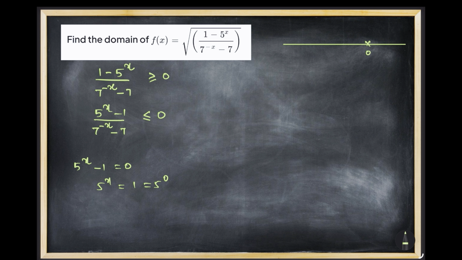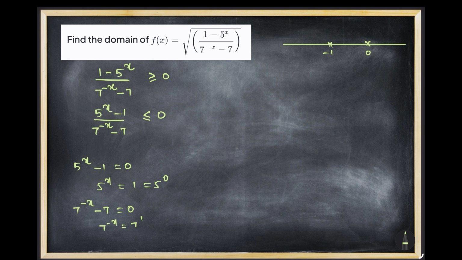0. Now for the second critical point, I want 7^(-x) - 7 equal to 0. So 7^(-x) equals 7^1. So can I say that minus x equals 1? So x equals minus 1. So this is the thing, you got your critical points.